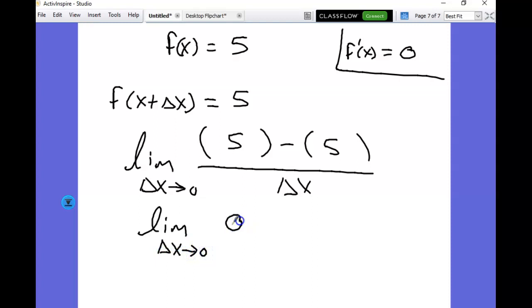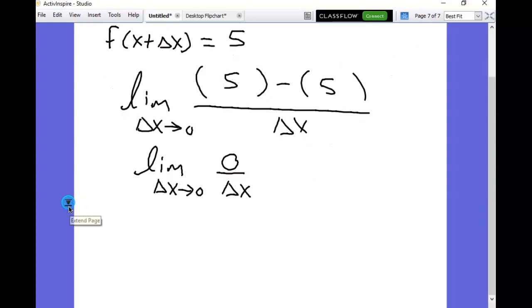5 minus 5 is 0, right? Now in this case, what's weird here is that you can't cross a delta x off because there's not one on the top, right? So what do we do about that? Well, what we do is we use some basic math common sense. It's not obvious, but it's common sense. Here we go. 0 over anything is 0. Doesn't matter what that delta x is. It's 0. And therefore the limit of 0 as delta x approaches 0 is 0.